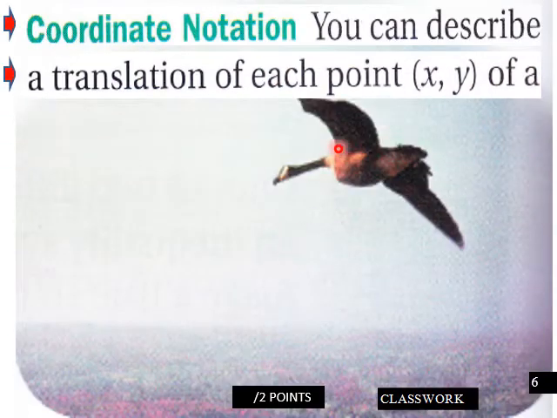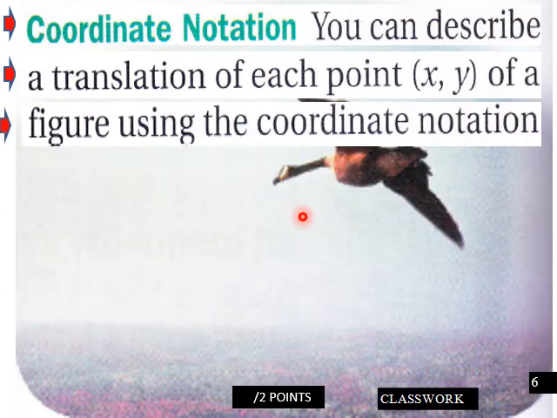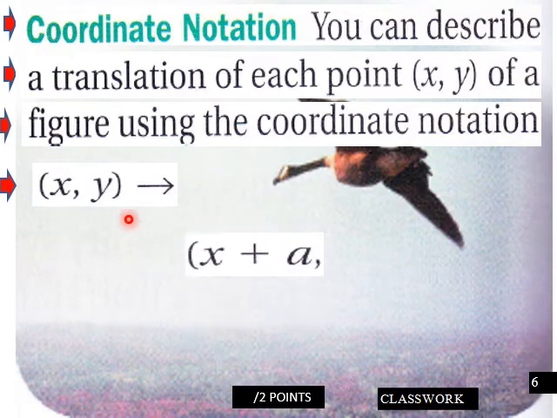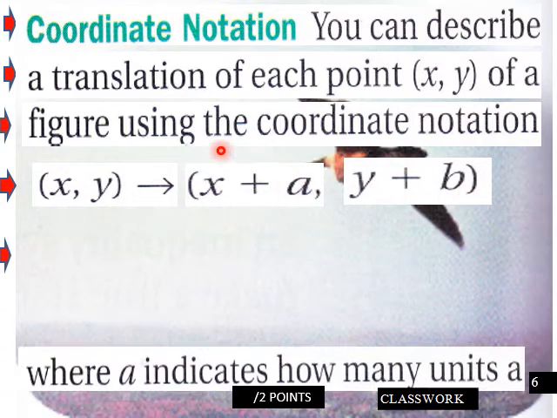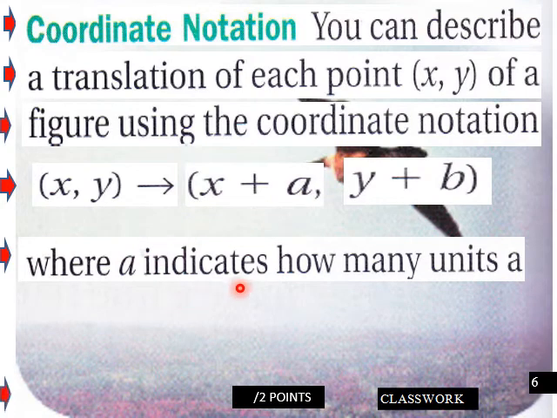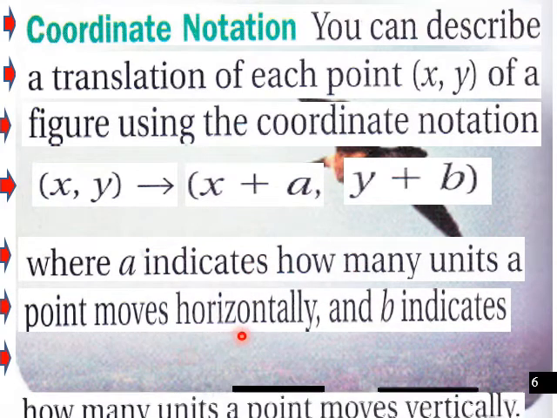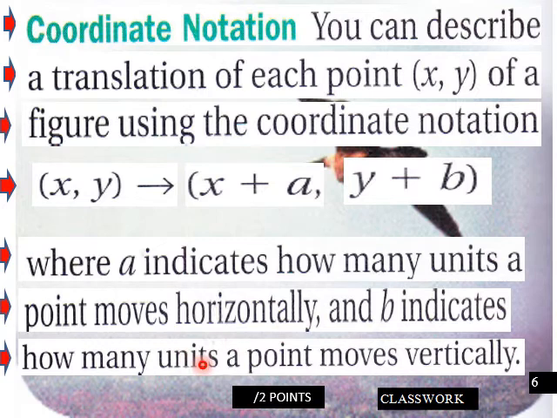Okay, coordinate notation. You can describe a translation of each point (x, y) of a figure using coordinate notation: (x, y) goes to (x + a, y + b). That would be coordinate notation there, where a indicates how many units a point moves horizontally, and b indicates how many units a point moves vertically. I mean, y is the vertical, and x is the horizontal.